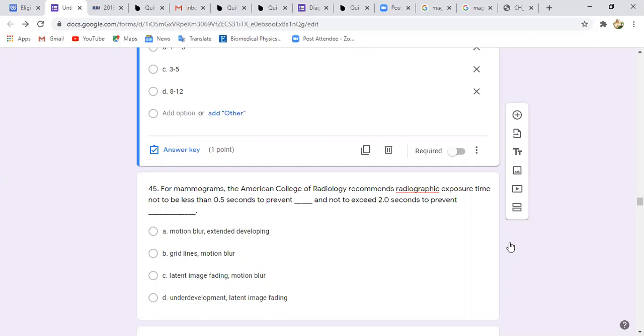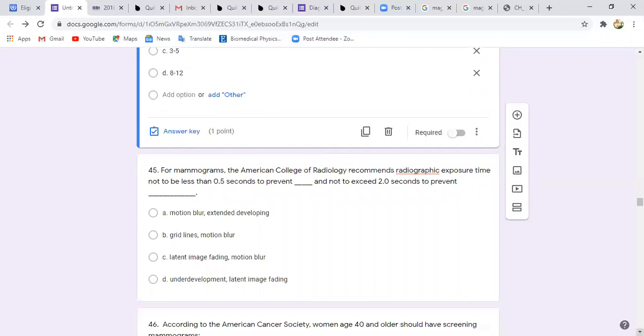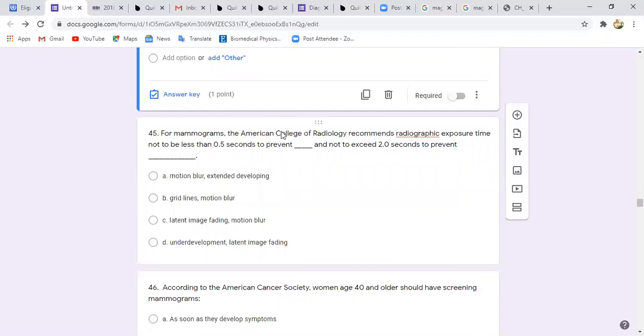And it shouldn't be so much. The time shouldn't be so much, to prevent motion blur, for not exceeding that. So that's one of the recommended ACR, American College of Radiology, practices upheld by mammography. So it is B, the grid lines and the motion blur.